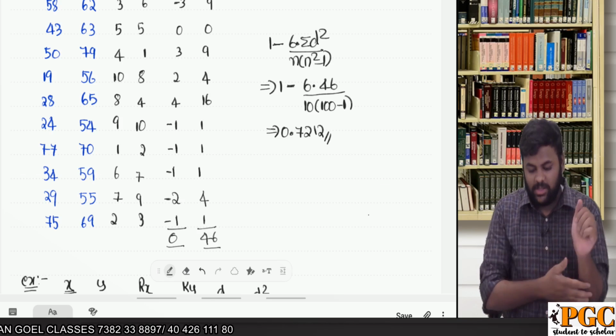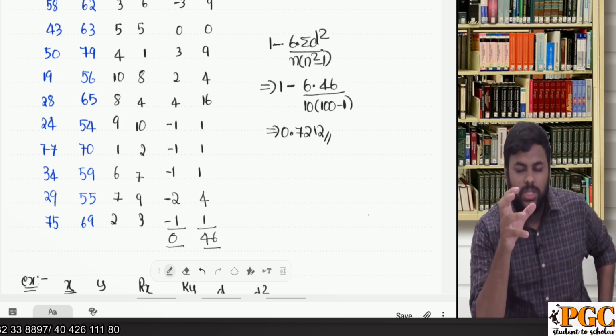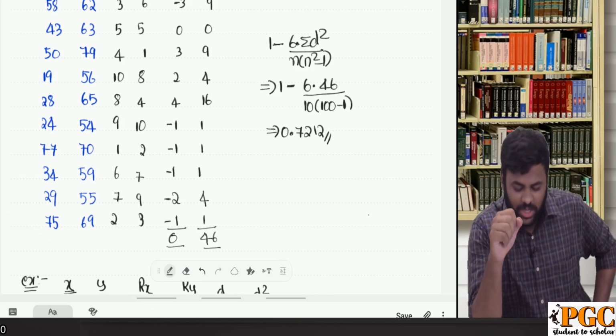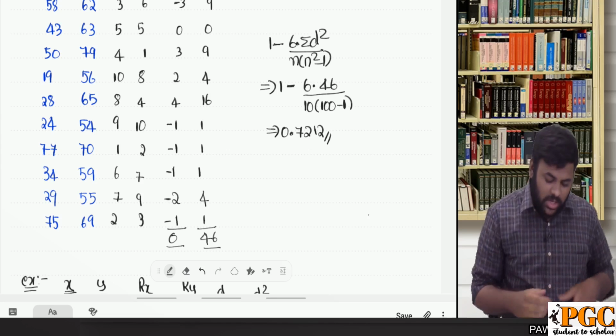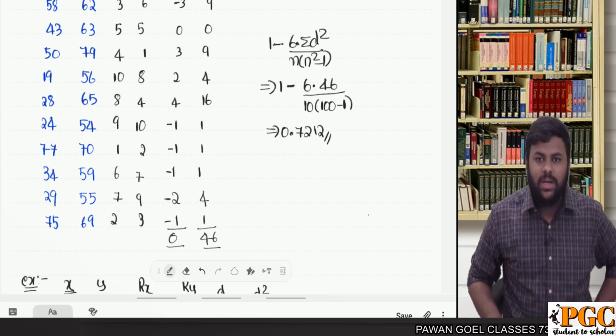Is it clear, my dear friends? So how are we supposed to compute here? What is the formula? What is the value of correlation here? 0.7212. This is how you are supposed to do it when the ranks are not repeated.